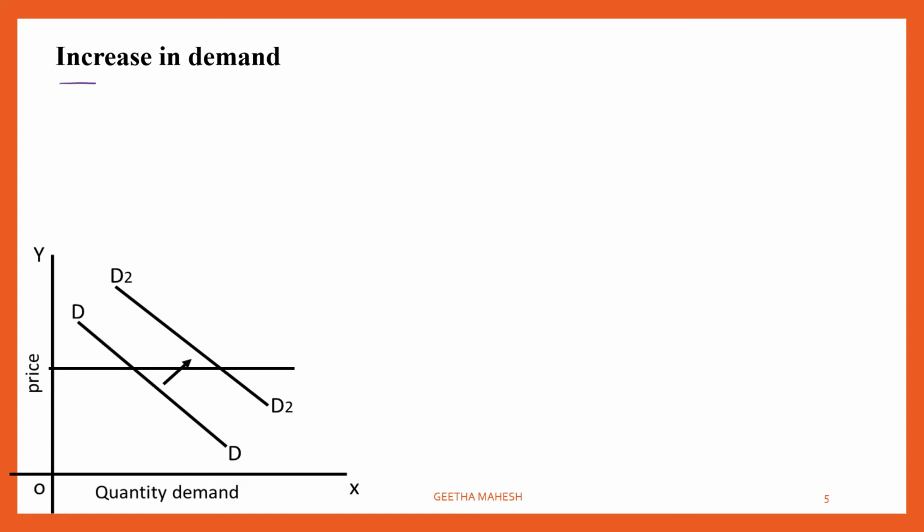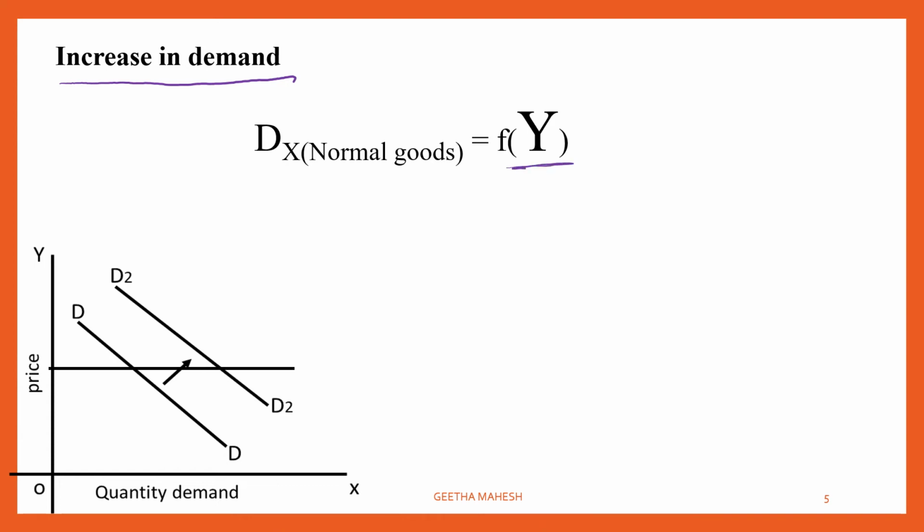Dear students, now let us discuss increase in demand. If other determinants of demand change, there will be a shift in demand. Let us discuss one after the other which causes increase in demand. That means the demand curve will shift towards the right side. Let us assume that income of the consumer is going to change. Here we have taken demand for X good as a normal good. When income of the consumer increases, the quantity demanded for normal goods also increases. So, the demand curve will shift towards the right side.